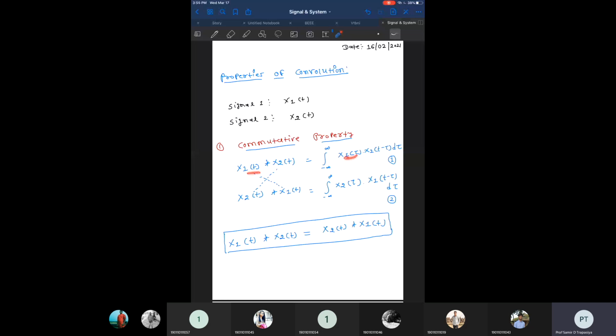But finally, if we solve this, then equation number 1 and equation number 2 look the same, and they give the same resultant value of the signal. Then we can prove that x1 of t convoluted with x2 of t is equivalent to x2 of t convoluted with x1 of t. This is known as the commutative property of the system. This is a very important property, and you can prove this at a later stage.